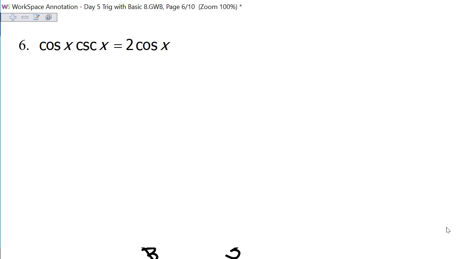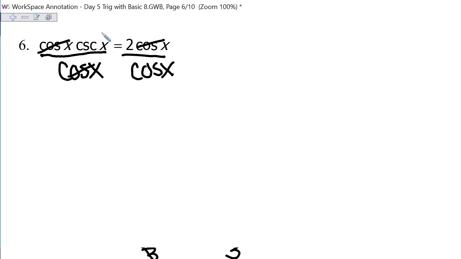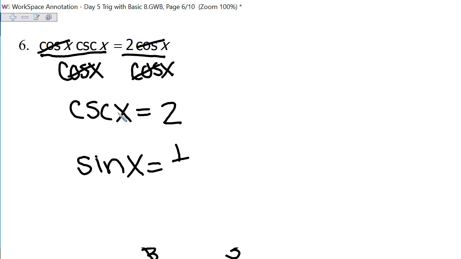Next one, number 6. Let's see, I see a cosine, a cosecant, and a cosine. What can I do? Divide both sides by cosine. What's going to happen? The cosine will go away. That leaves us with cosecant of x is equal to 2. Instead of cosecant, what could I change that to? Sine. So if the cosecant is 2, what is the sine? 1/2.